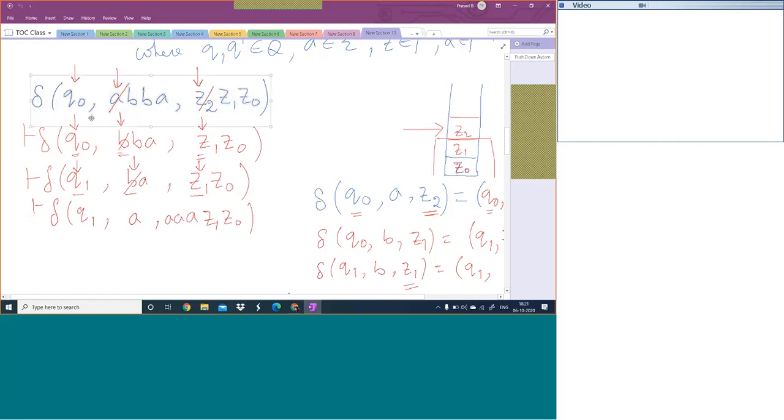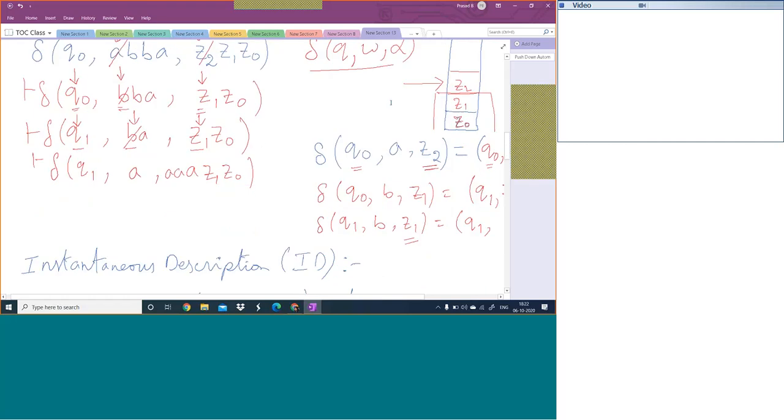Suppose this is an ID: Q0, A, B, B, A, and Z2, Z1, Z0. This means Q0 is the present state, and A, B, B, A is the input string to be scanned, and Z2, Z1, Z0 means the symbols in the stack from top to bottom. So this is an ID. In general, the ID tells you what is the state Q, what is the input string W, and what are the symbols in the stack, that is alpha.